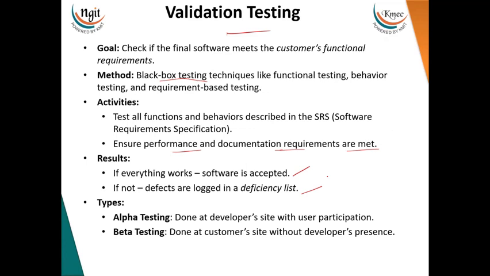So the types are alpha testing and beta testing. Alpha testing is done at the developer side with user participation. Beta testing is done at the customer side without the developers' presence, whereas alpha testing is done at the developer side with the participation of the customer.